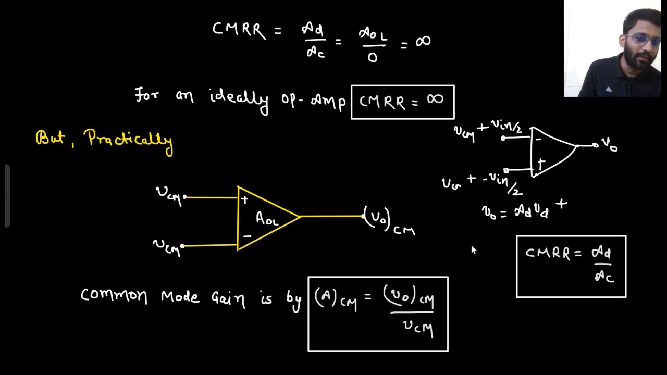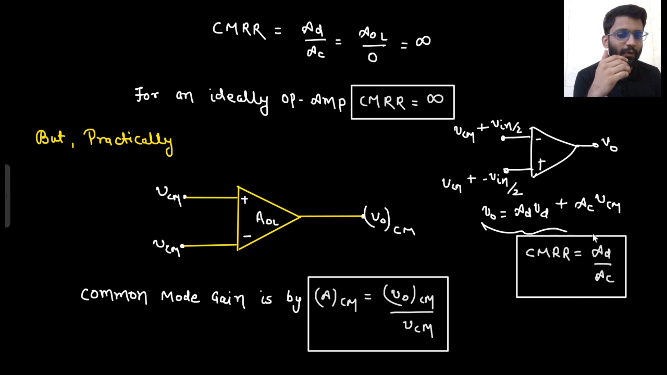plus even if you had applied a common mode input, still you are getting some output. So what you can write? My common mode gain into my common mode input, that I am writing as VCM. Did you understand this point? This is how you can express the output of OpAmp.